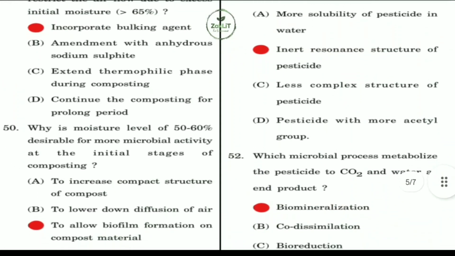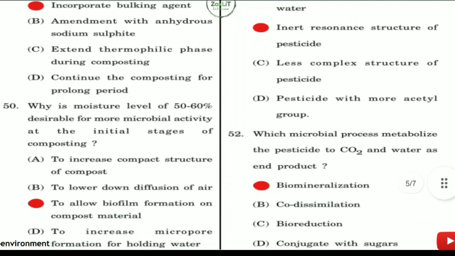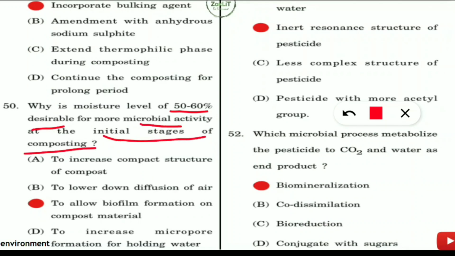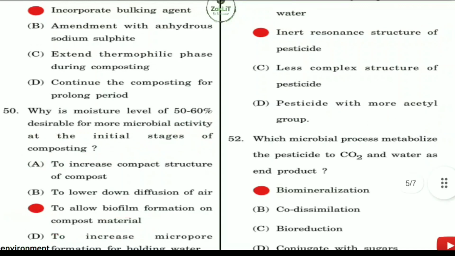Coming to the next question, question number 50. Why is a moisture level of 50 to 60% desirable for more microbial activity at the initial stage of composting? This is related to composting, and it is asking why a moisture level of 50 to 60% is more desirable in the initial stage, because it allows the biofilm formation of the compost material. If the biofilm is formed correctly, then the microbes will work more and we will get a good compost. So for that we need a moisture level of 50 to 60% in the initial stage of composting. Let's move on to the next question.